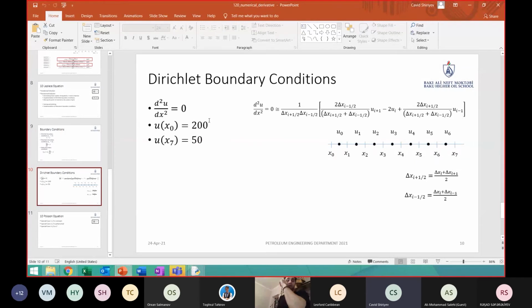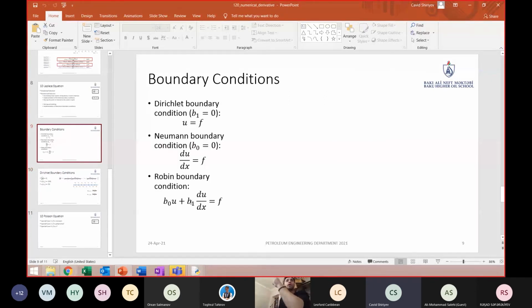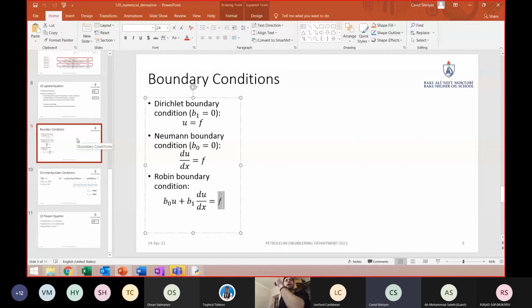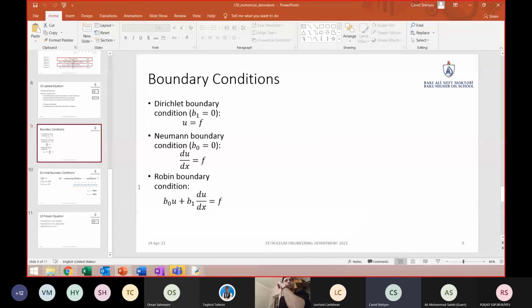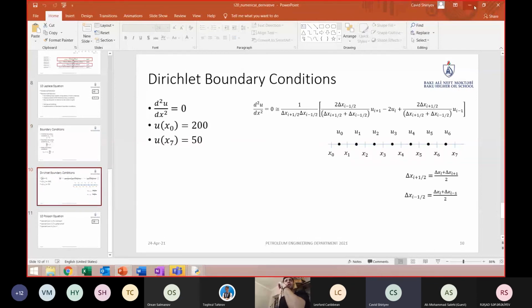If we are solving the Dirichlet boundary condition, we should specify the boundary condition at the first boundary. The first boundary is the left hand side, and I'm setting the Dirichlet boundary condition. That's why I'm going to set B1 equal to 0, B0 equal to 1, and F equal to 200. For the right hand side, I'm going to do the same thing for B0 and B1, but I'm going to set F2 equal to 50, because I want to implement these boundary conditions. Now, again, I'm going to do the same thing with the NP array.